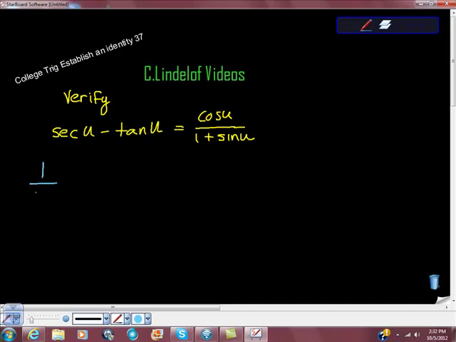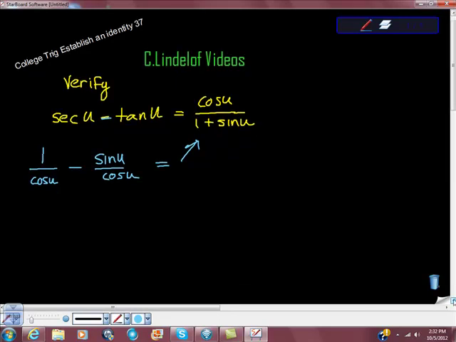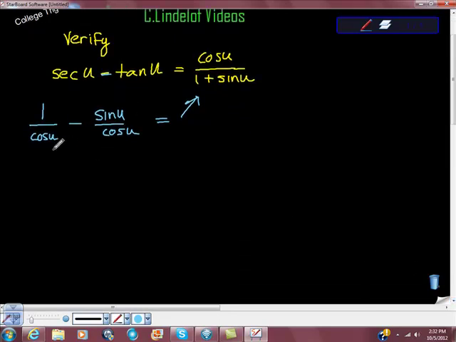So what I'm going to do first is break this into the reciprocal identities here, which is 1 over cosine u. This minus sign right here is this one right here. And tan u is the same as sine u over cosine u. So I'm going to start breaking this out a little bit. And actually, I'm going to put this together first. I'm going to get 1 minus sine u over cosine u is equal to cosine u over 1 plus sine u.